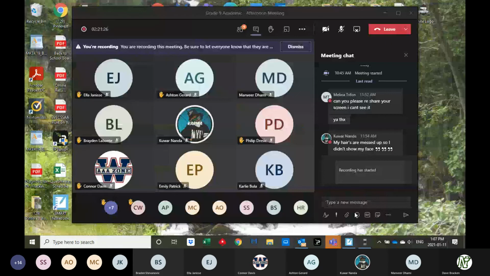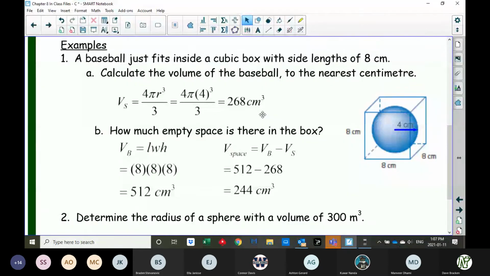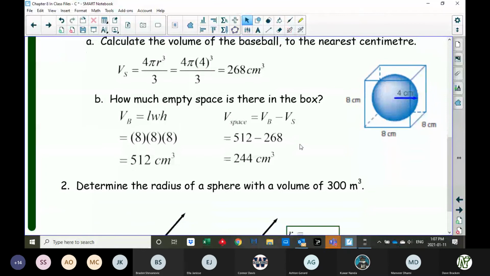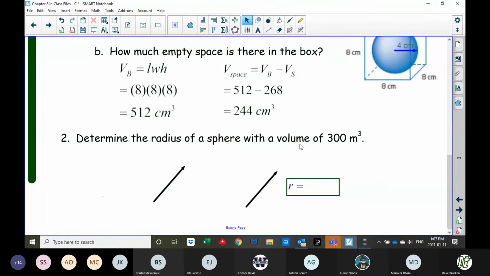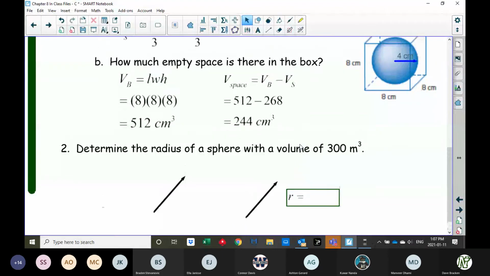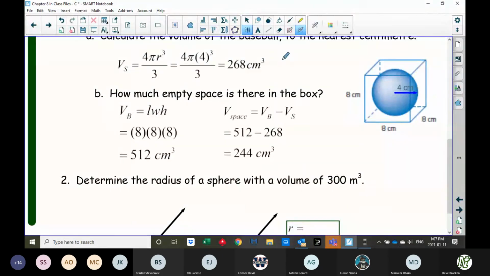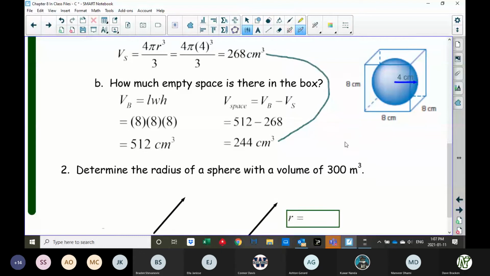All right, is everybody okay there? Any questions on that one? So you can see that, roughly speaking, the baseball and the empty space are almost the same. It's almost like they take up half and half. Pretty close, not exact, but pretty close. Okay.